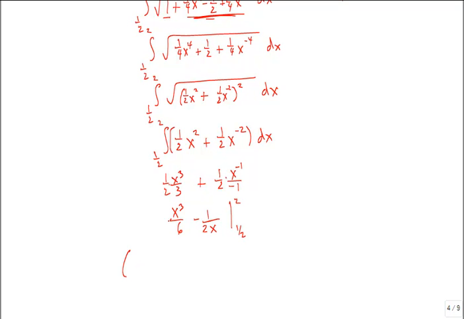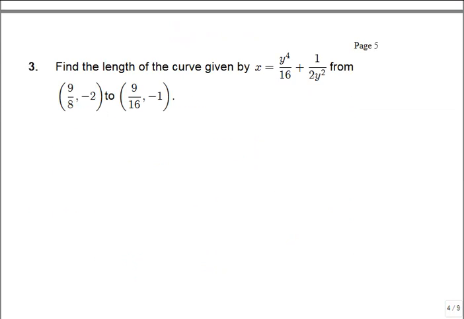So when I plug in 2, 2 cubed is 8. So this is 8/6 minus 1/4. And when I plug in a half, a half cubed is 1/8 over 6. Minus 2 times a half is 1, so this is just 1 over 1. And then you can combine your fractions, get a common denominator. So we end up with 33 over 16 after that common denominator and simplifying. Okay? All right, let's try one more here.